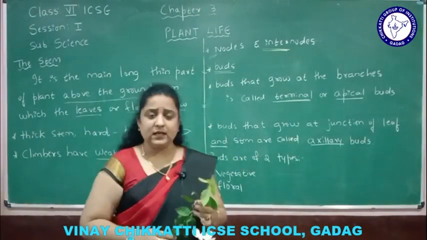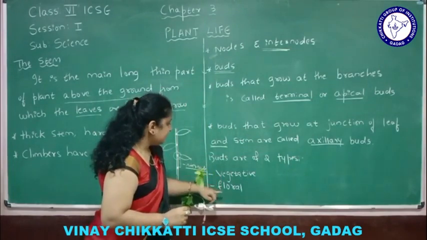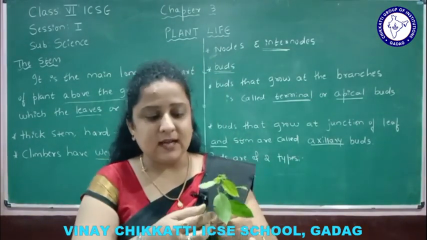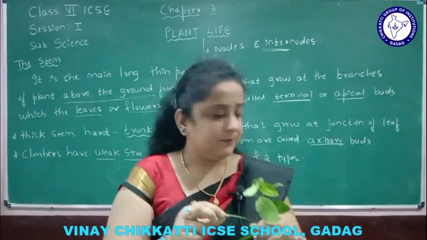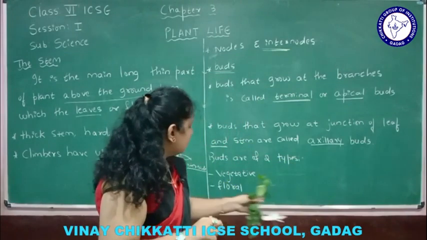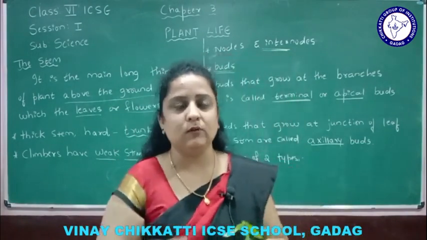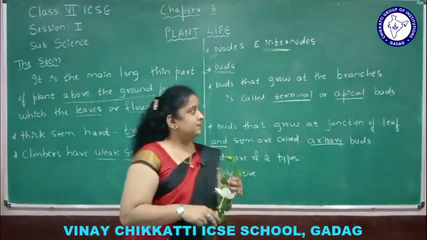Now the different types of buds. There are two types of buds, vegetative buds and floral buds. Vegetative means the bud arising from a branch is called a vegetative bud, and the buds which are growing into flowers are called floral buds. The word floral means flower, giving rise to flowers.